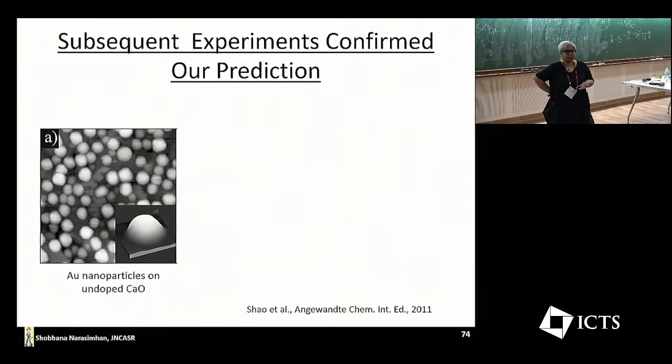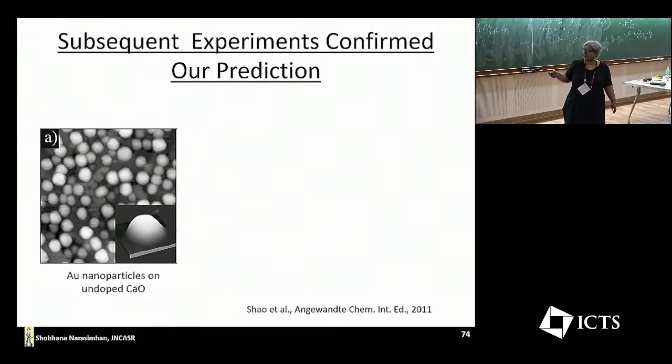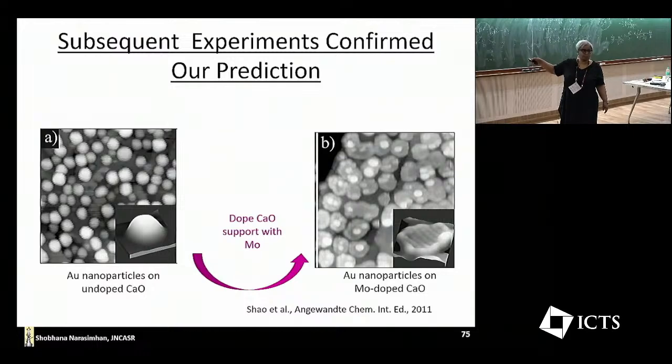Okay, so this is a group in Berlin that did the experiment a few months after we published our paper. They did it on a slightly different system, but the same idea is there. So this is first gold particles deposited on calcium oxide, and again an STM image, and they're forming these 3-dimensional particles. But if you instead dope the oxide, then can you see the difference between the two? Now these are flat, they're like a chapati, and they're only 1 atom thick. So this, for me, was extremely exciting that we made a computational prediction and then someone did the experiment and it worked. Okay?